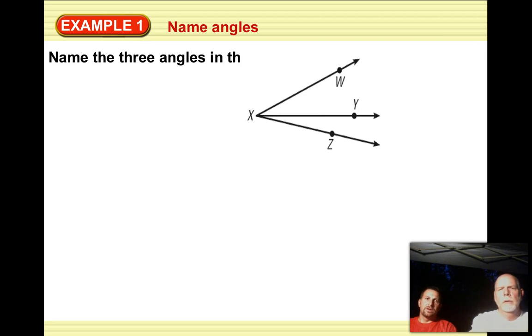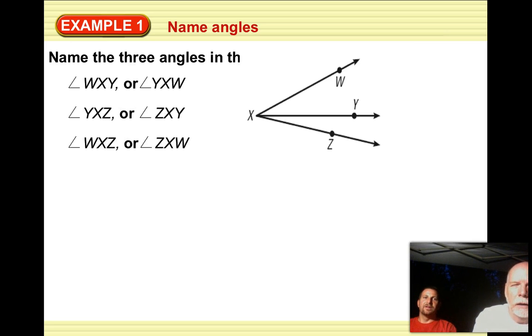I don't know what's going on with the question there. I think the diagram's on top of it for some reason on the slide, but it should say name the 3 angles in the diagram.